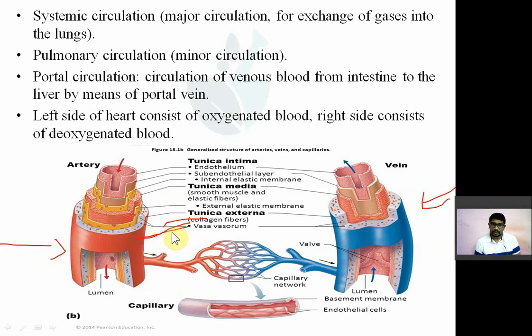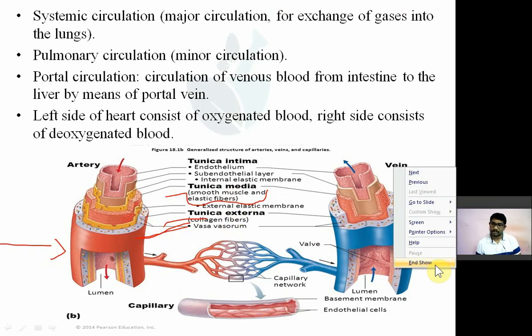After that, the middle layer is known as the tunica media, which is made up of smooth muscle and elastic fiber. Because this middle layer of arteries and veins is made up of smooth muscles, it can contract and relax. That's why arteries and veins have elasticity, because of that middle layer.